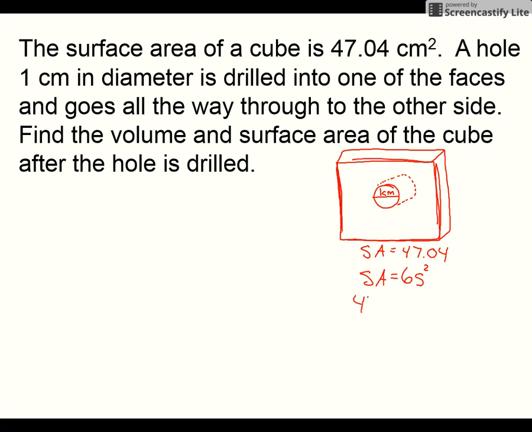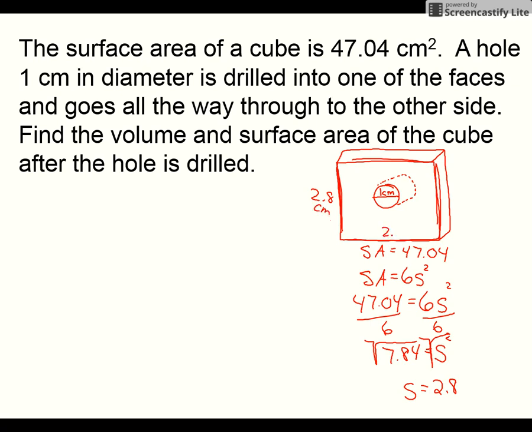So we can set the 47.04 equal to 6S squared, and then divide both sides by 6, and that gives us 7.84. And then take the square root of both sides. Again, there's that half power button, caret 0.5 you could do too. And we get a side length of 2.8 centimeters. So now I've got 2.8 centimeters here. Every one of these measures 2.8 centimeters. I'm not going to put that on all the sides, just so we can see.